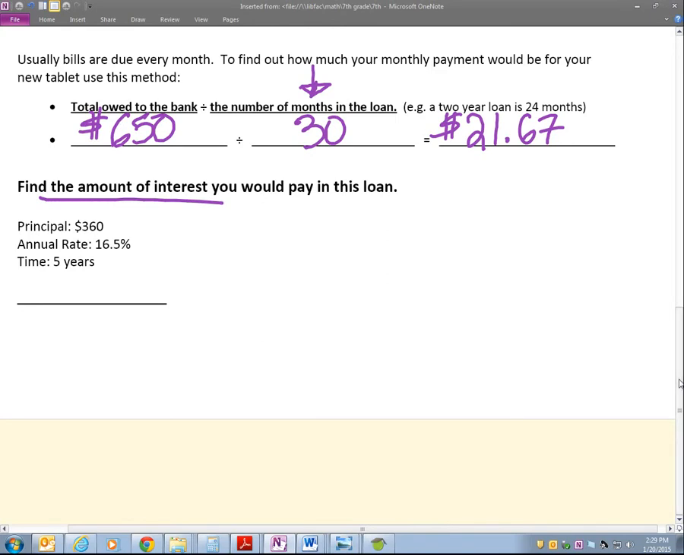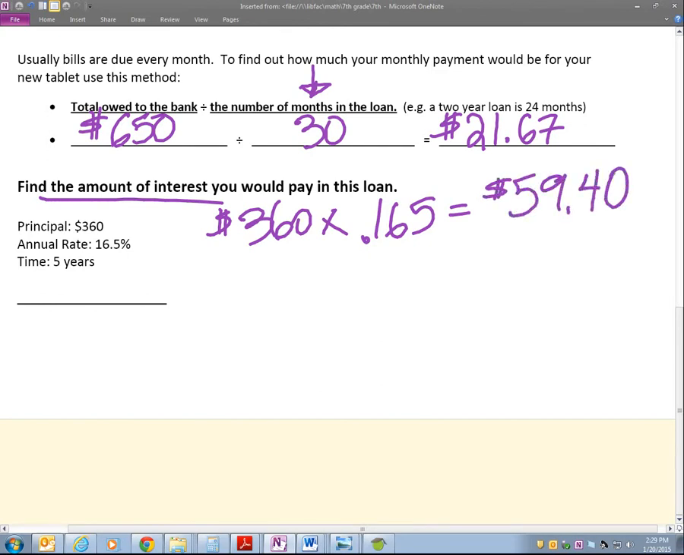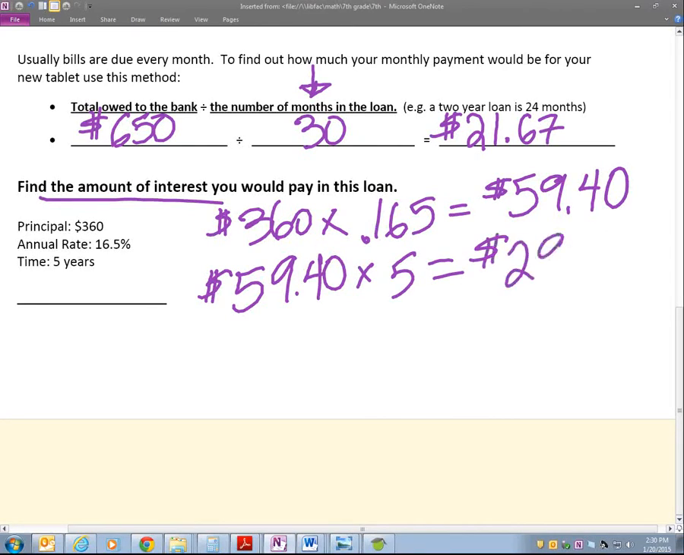So I'm going to take the amount of our principal, $360, times 165 thousandths. And I'm going to get 54.90? Yeah, close. 59.40. That is how much it cost me for 1 year of having this loan. But I have it for more than that, so I'm taking my annual interest and multiplying it by as many years as I have it, which is 5, and I'm going to get 297 bucks. That's what you should have.